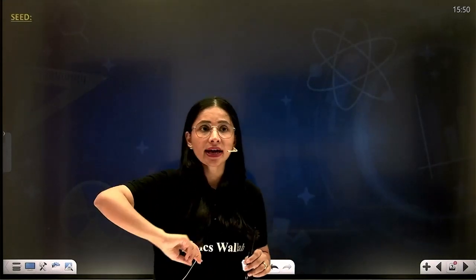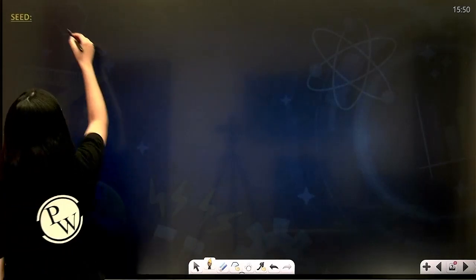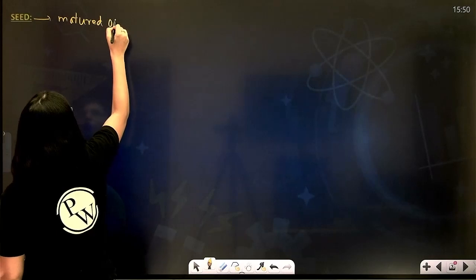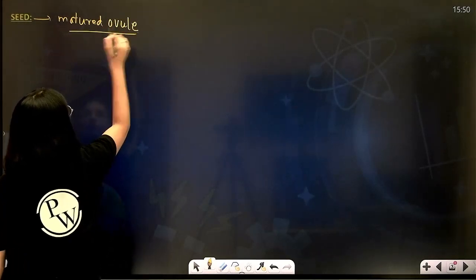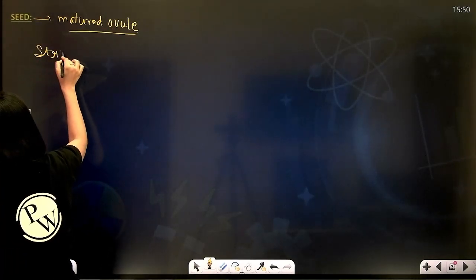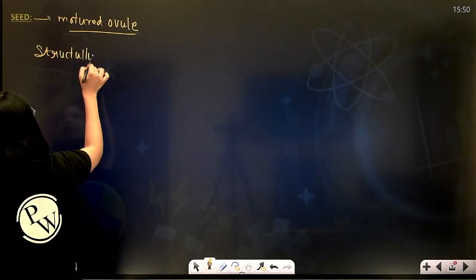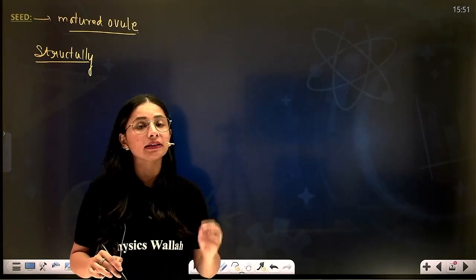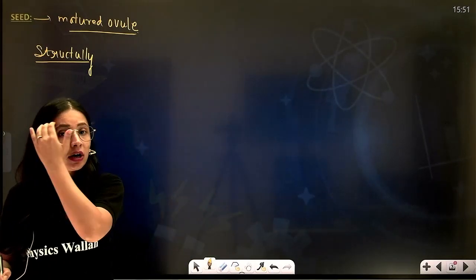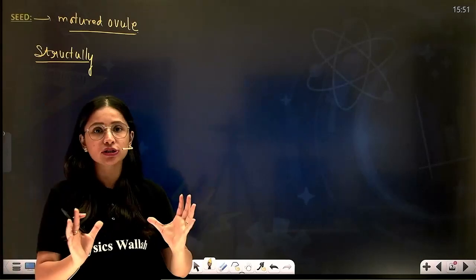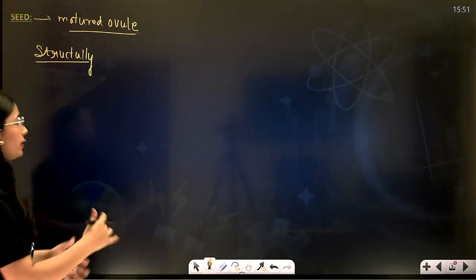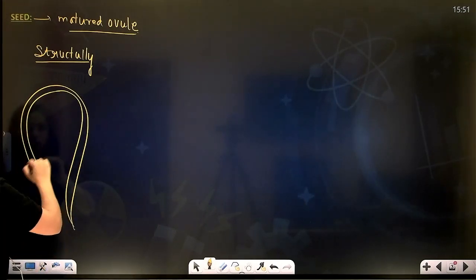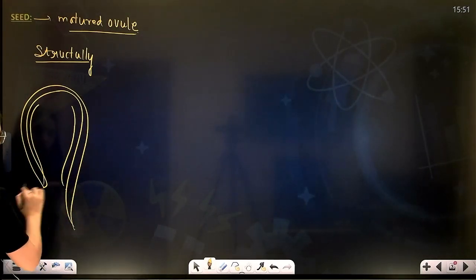So how will you define seed? What is seed? Seed is basically a matured ovule, right? Now, if I want to define structurally what seed comprises of, in order to understand that, first you need to understand the whole structure of ovule. We have already done it, but let's take a quick outlook. So this is the most common type of ovule, which is anatropous, right?